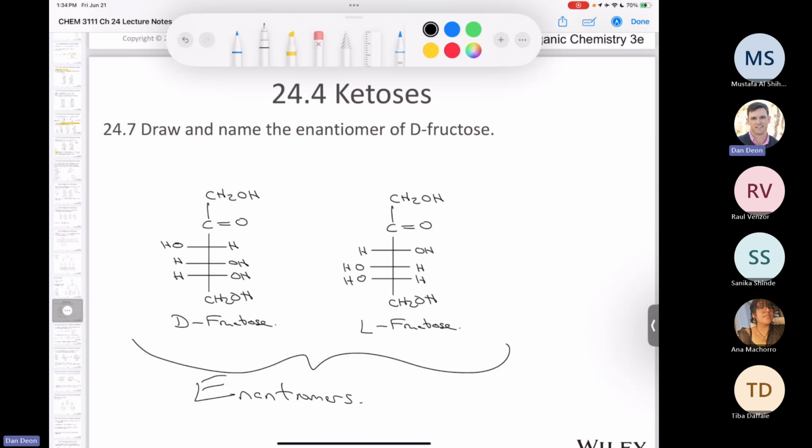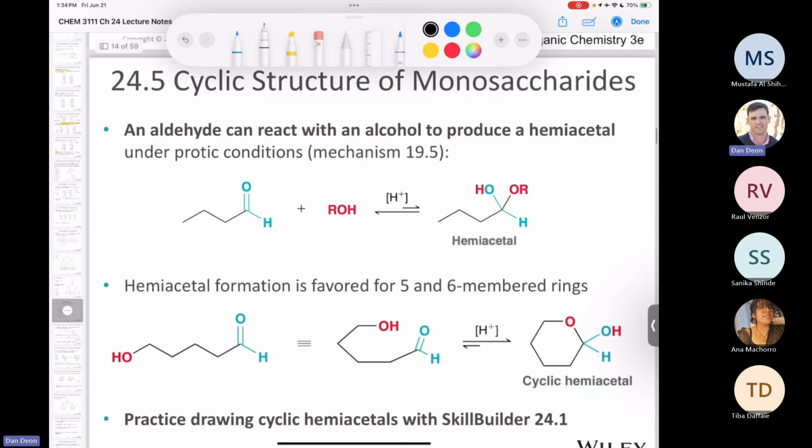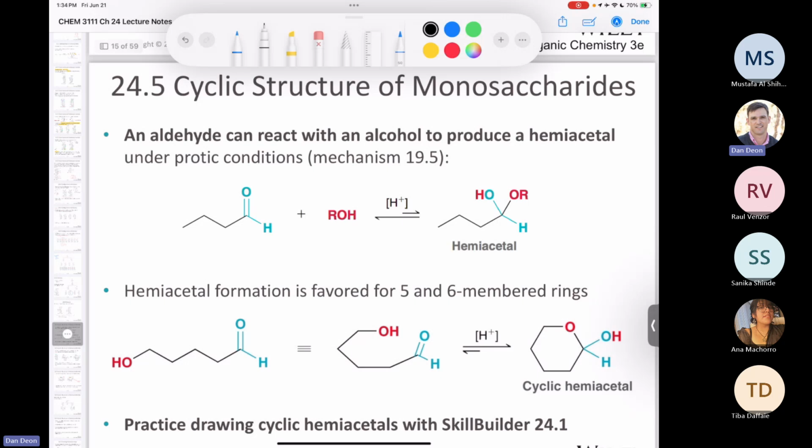And that is how you draw a pair of enantiomers, my friend. Not too bad. Okay. Give me a thumbs up if you're with me so far. We know what a D sugar is. We know what an aldose is. We know what a ketose is. We know what a monosaccharide is.